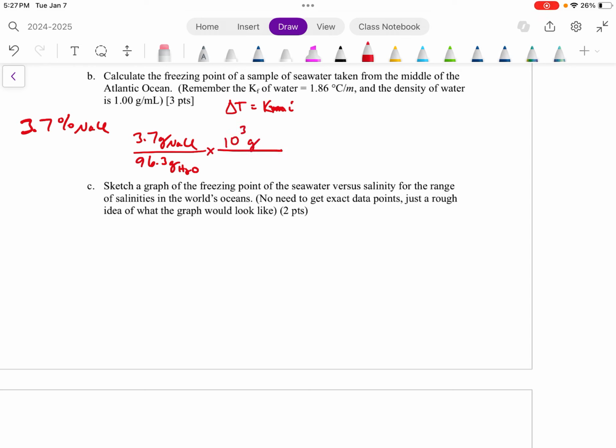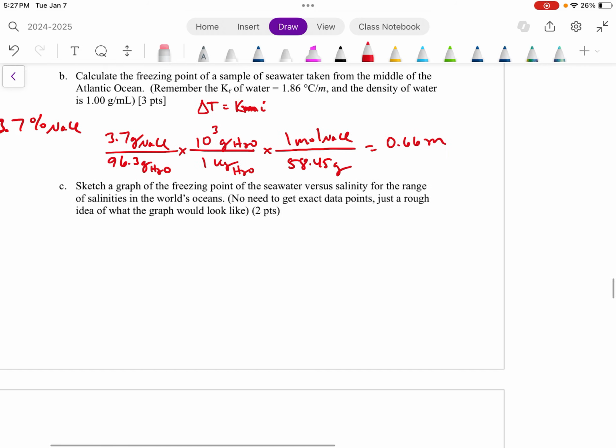If I do the denominator first, there's 1,000 grams of water and 1 kilogram of water. That's going to get me my denominator the way I want it, okay? And then we're going to convert 3.7 grams of salt into 1 mole of salt, which is going to be 58.45 grams. And then that's going to give me 0.66 molality.